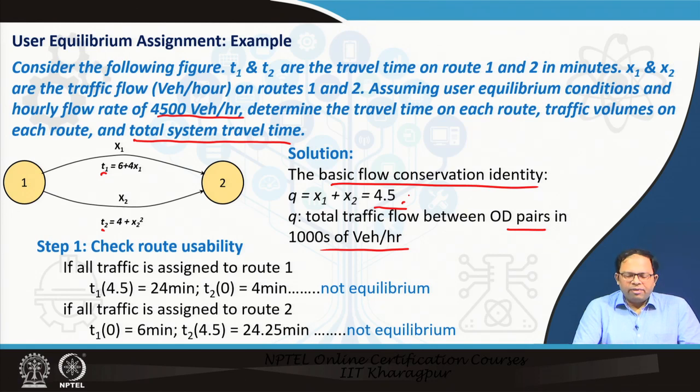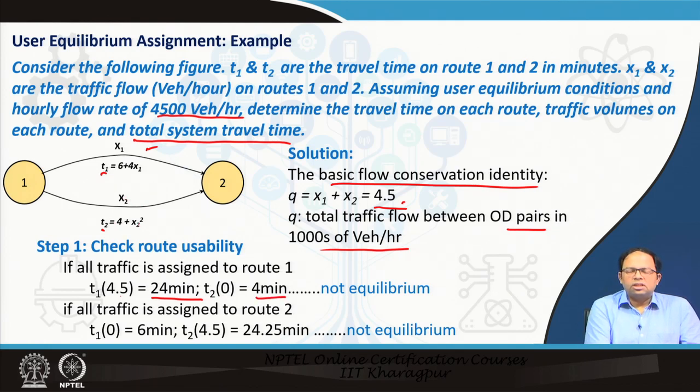Now, let us check if equilibrium conditions are possible or not. That means, if I load the entire traffic volume into one of the corridors, let us see what happens. If all traffic is assigned to route 1, then T1 is the travel time for a volume of 4,500 vehicles per hour. Using the formula, T1 is equal to 6 plus 4 into 4.5, which comes to around 24 minutes, whereas T2 comes to around 4 minutes.